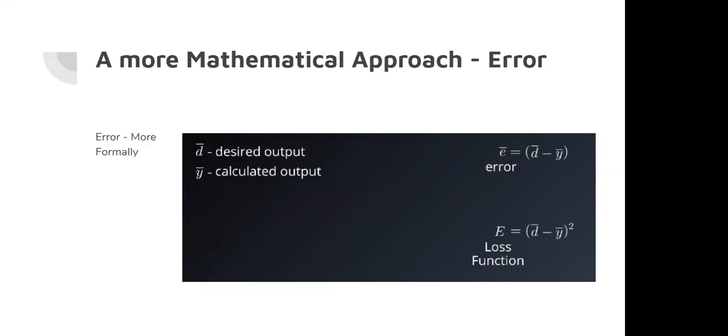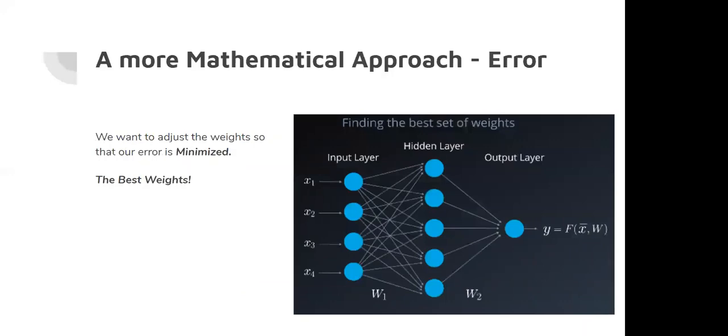We can also square this and call it the loss function. Why do we square it? Because when we square it, everything is positive. So make sure your error is squared. We also sometimes divide it by 2 because it makes the backpropagation calculation a little easier. It's totally how you want to define it.